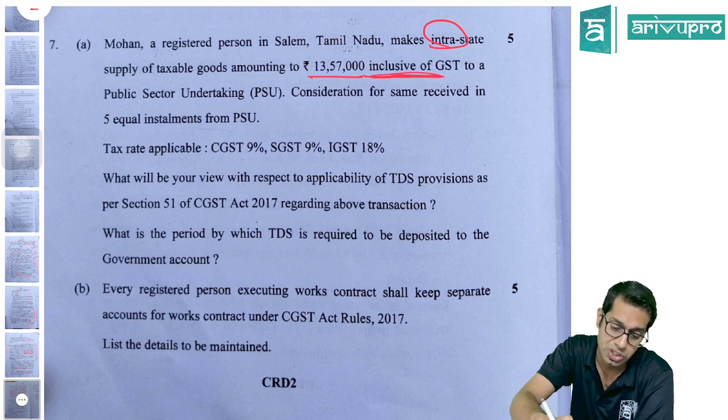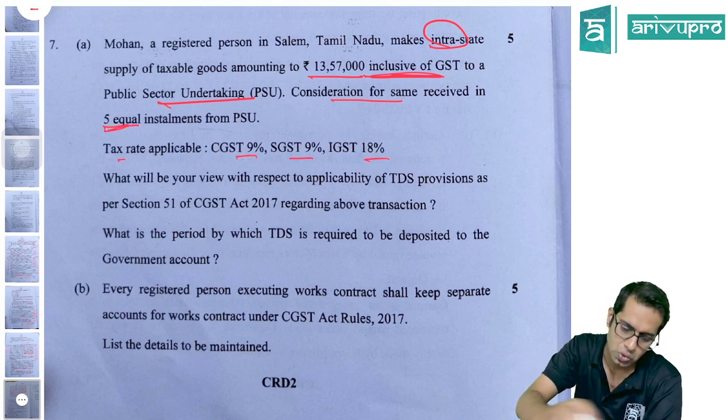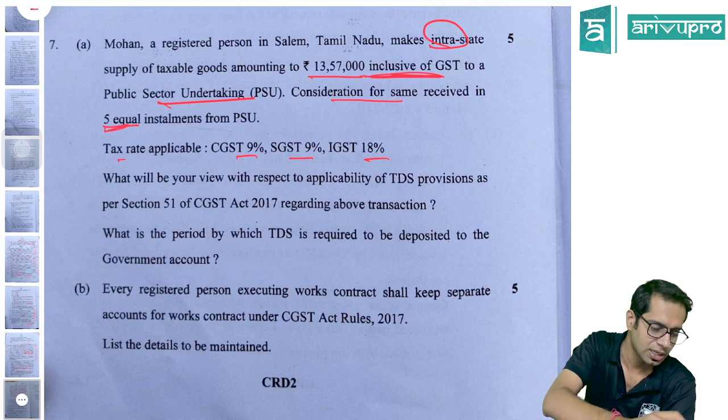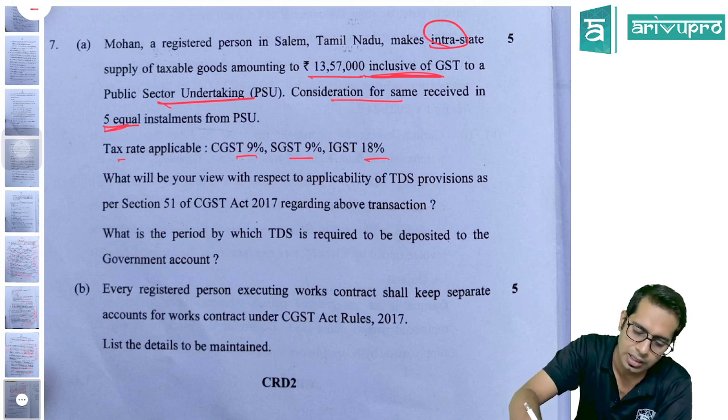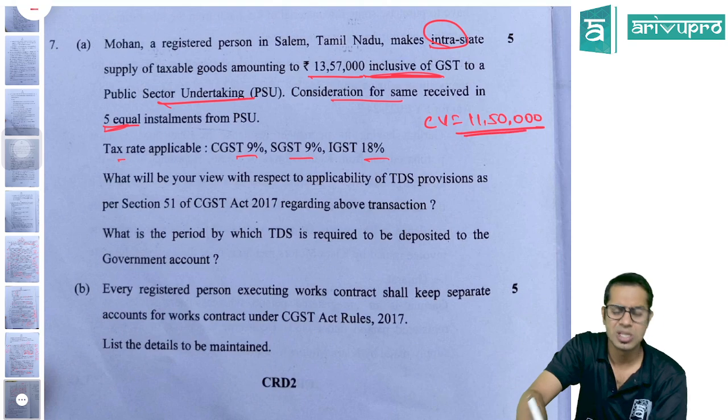This amount is including GST to a public sector undertaking. Consideration for the same was received in 5 installments. Tax rate is 9%, 9%, 18%. So now I'll remove the tax amount first. 13,57,000 minus 18%. If I remove the tax amount, into 100 divided by 118, the contract value will come to 11,50,000. Please note, don't make this mistake in your life.